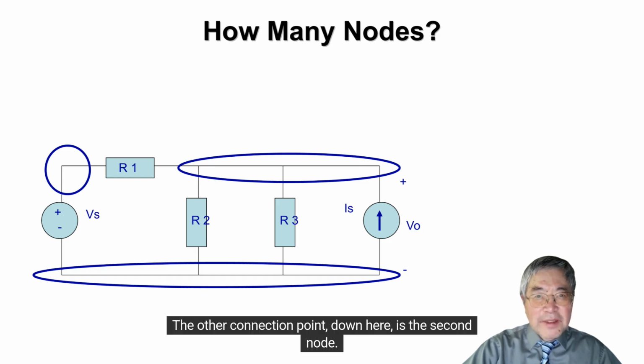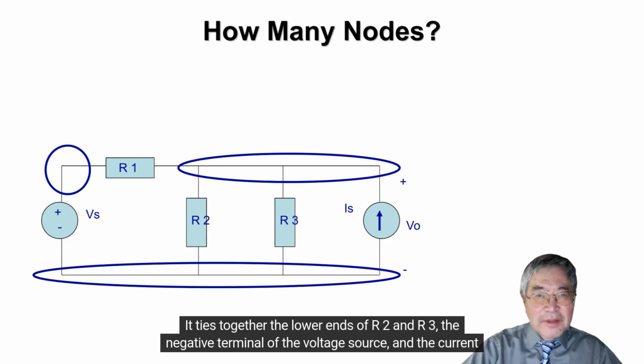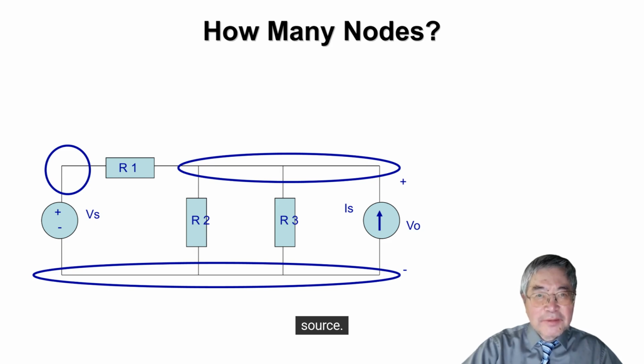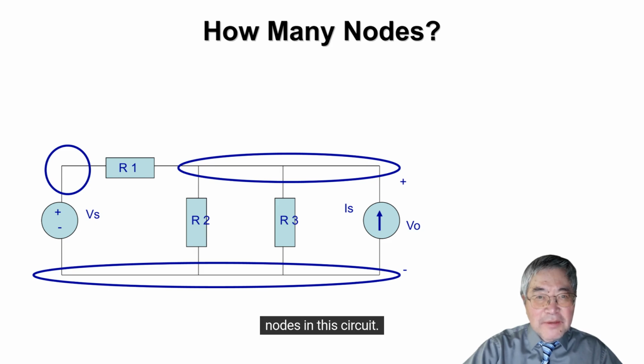The other connection point down here is the second node. It ties together the lower ends of R2 and R3, the negative terminal of the voltage source and the current source. So even though there are multiple connection spots physically drawn, electrically we have just two distinct nodes in this circuit.